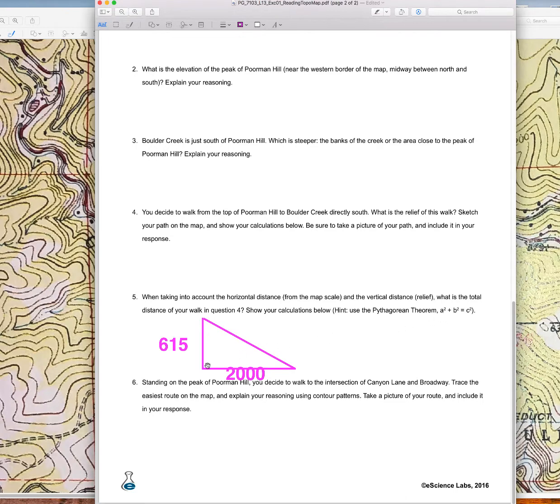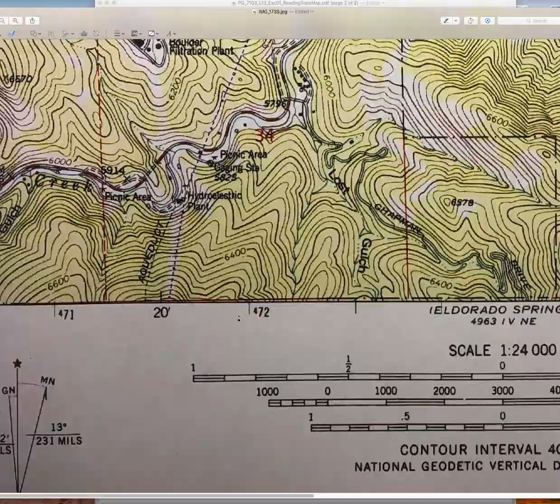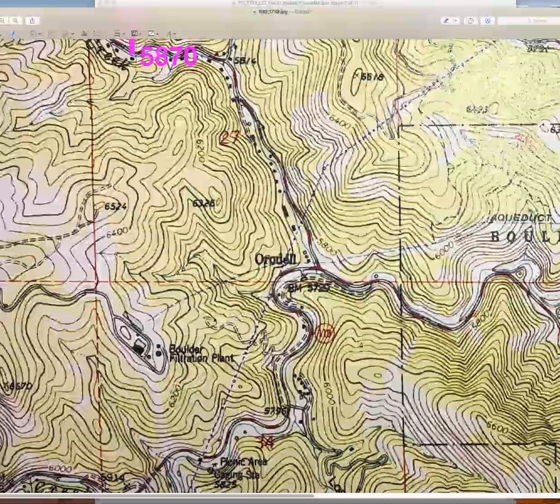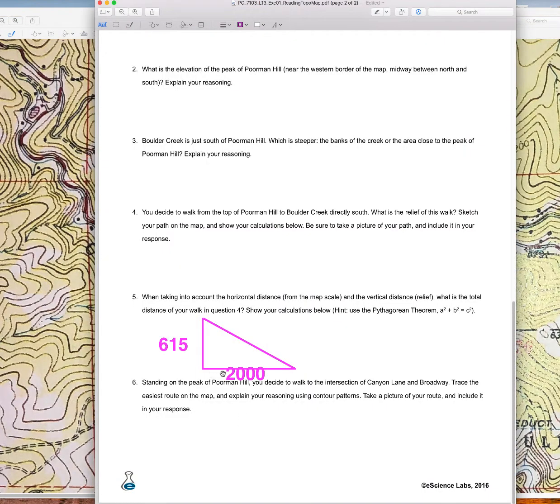But we're not really walking a straight vertical line. We're walking more of a slope. So we want to figure out the true distance we're walking. The horizontal distance, using the map scale down here, is about 2,000 feet. So that line would match about this distance here. That would be the horizontal distance we're traveling. So my little triangle, that's 2,000 feet there. That would be my B.